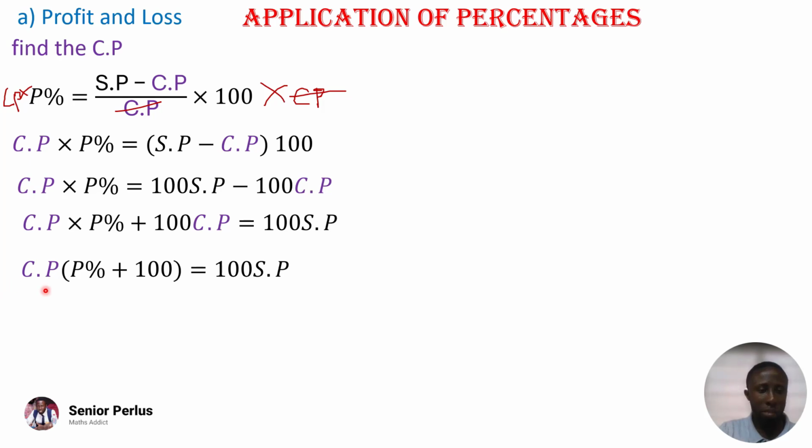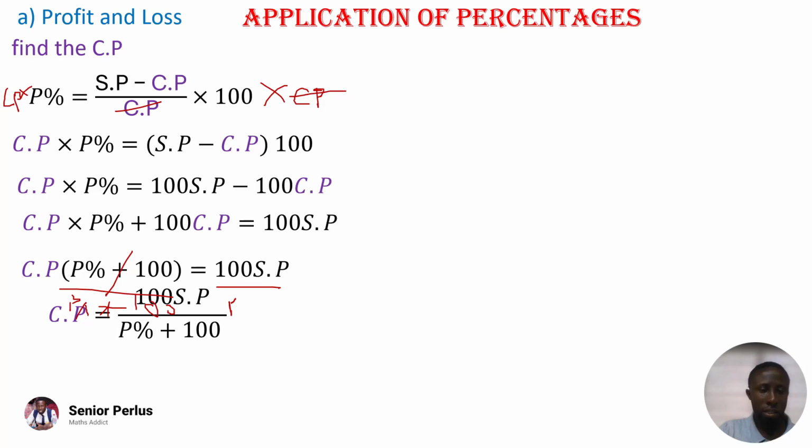I'm looking for the CP. What should I do? I have to divide both sides by this. So you divide both sides by the whole of P% plus 100. Divide both sides by that, equals. You have the same thing here, so the P% will cancel. So you get this. If you divide both sides by the 100%, then it will go. You had this, you get this.